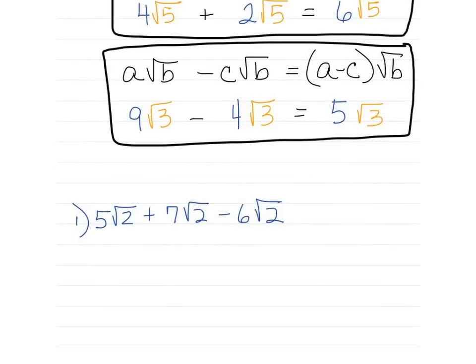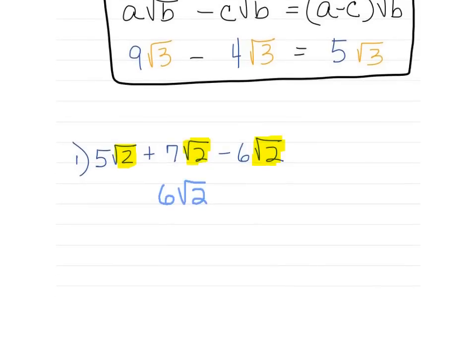Number 1, 5 radical 2 plus 7 radical 2 minus 6 radical 2. As you can see, all three of these have like radicands. Okay, so simply combining these terms would give us the sum. So 5 plus 7 is 12, and 12 plus negative 6 would give us 6 radical 2.